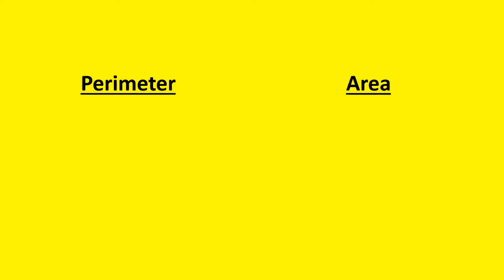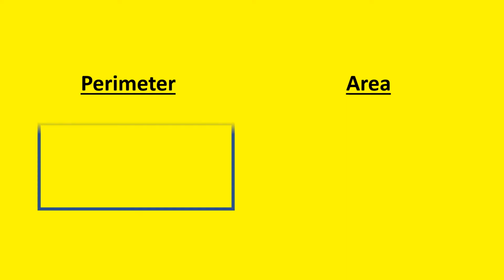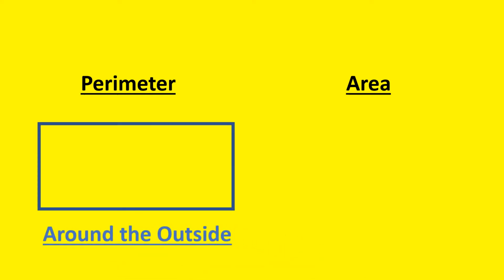Now, hopefully you guys remember from fifth grade, fourth grade, third grade, the difference between area and perimeter. Perimeter, that's going to be going around the outside of a figure. It doesn't matter if it's a square or a rectangle or a triangle or a trapezoid or a pentagon or a hexagon or a dodecagon. When we measure around the outside of that polygon, that's the perimeter.